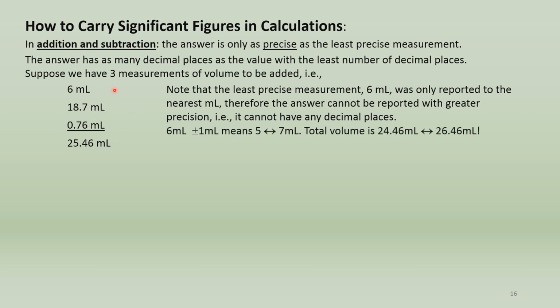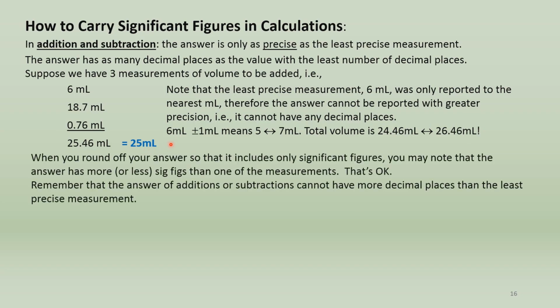If you think about it, when we say 6 mils, we mean plus or minus a mil. That means it could be anywhere between 5 and 7 mils that was originally in the beaker. So for sake of argument, the total volume really could have been not 25.46, but 1 mil less or 1 mil more, anywhere between 24.46 up to 26.46. And so really we need to round that to the nearest milliliter. We report that as 25 milliliters.